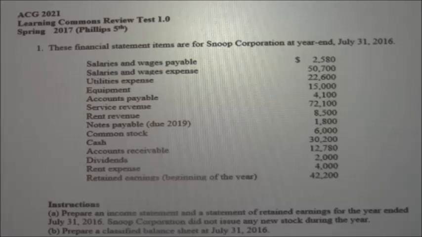As you can see, we're going to prepare some financial statements. We're going to prepare an income statement, a statement of retained earnings for the year ending, and we're going to do a classified balance sheet afterward. So who can tell me, first of all, let's identify the accounts that go into the income statement. Let's identify all these accounts before we get started on any of these statements. I want you to tell me each of these accounts, what category would they fit in?